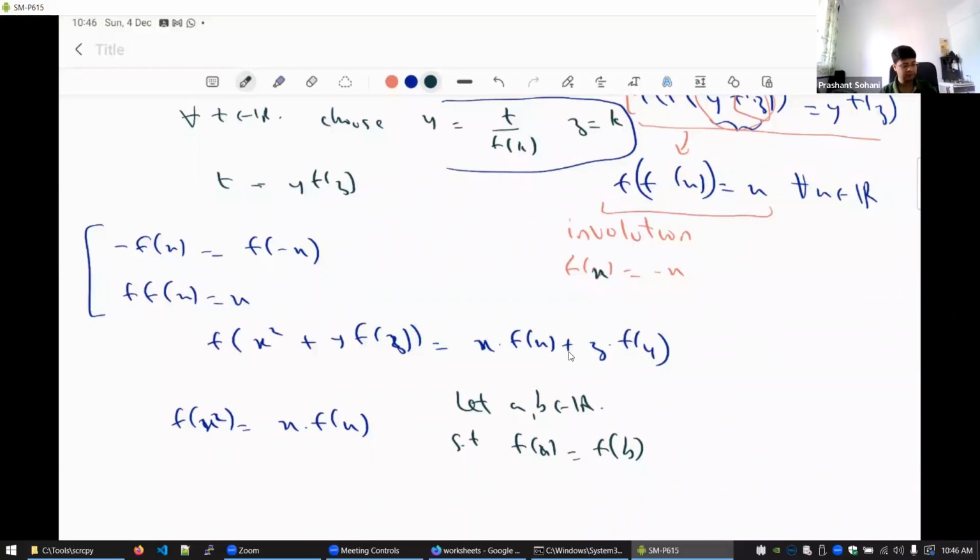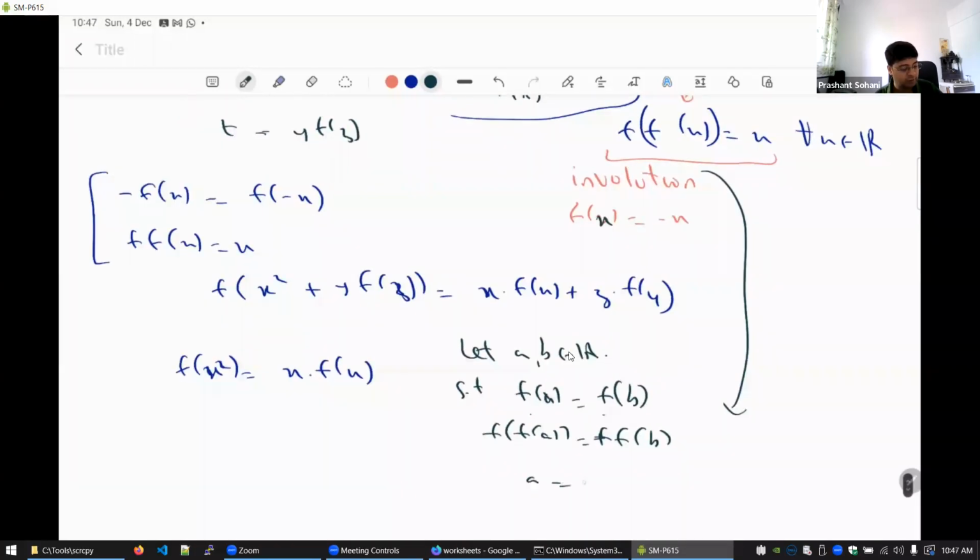So what does that mean? What is f? Strictly increasing or strictly decreasing? No, not necessarily, but do you see that means f is a 1-1 function? Oh, yes, sir. Okay. So if we apply f to both sides, f of a is equal to f of b. And now because of the involution property, this is simply saying a equal to b.